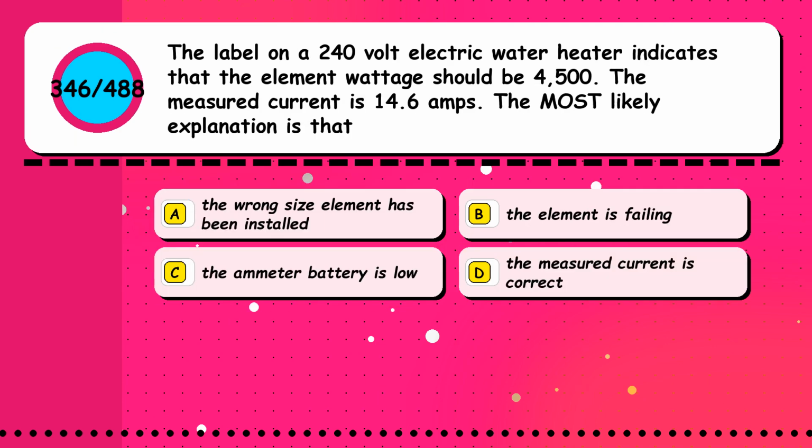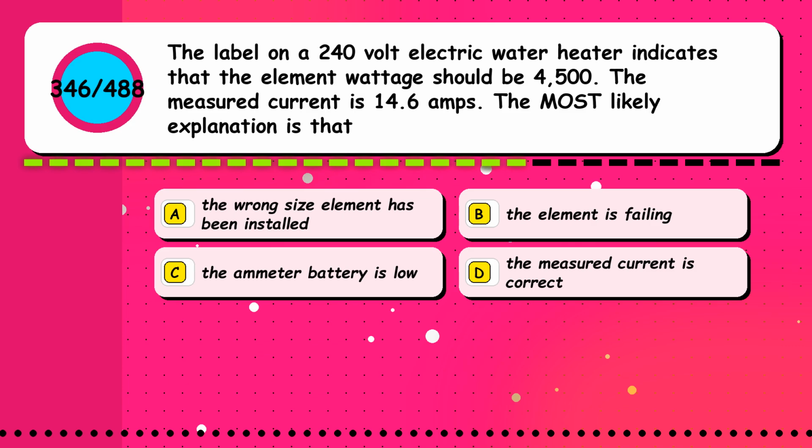Question 346. The label on a 240-volt electric water heater indicates that the element wattage should be 4,500. The measured current is 14.6 amps. The most likely explanation is option A, the wrong size element has been installed. Option B, the element is failing. Option C, the ammeter battery is low. Option D, the measured current is correct.